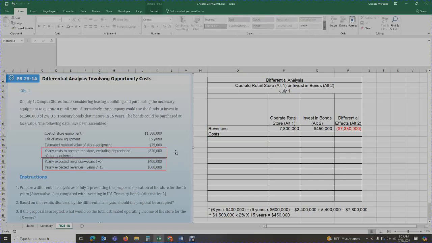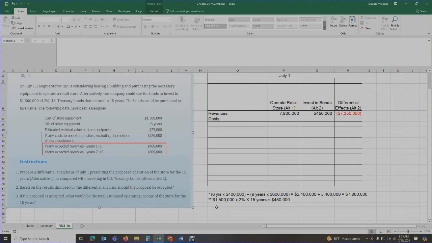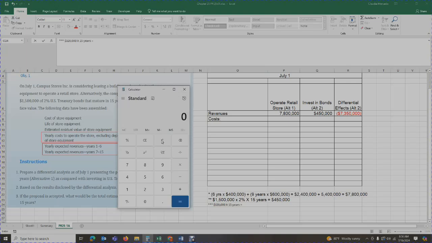So it says here that the yearly cost to operate the store, excluding depreciation, is $320,000. Okay, so let's do our calculation at the bottom. So now this one's the cost. The problem says that we're going to spend $320,000 and we're going to have this retail store open for 15 years. So we're going to multiply $320,000 times 15 years, and that's going to give me $4.8 million.